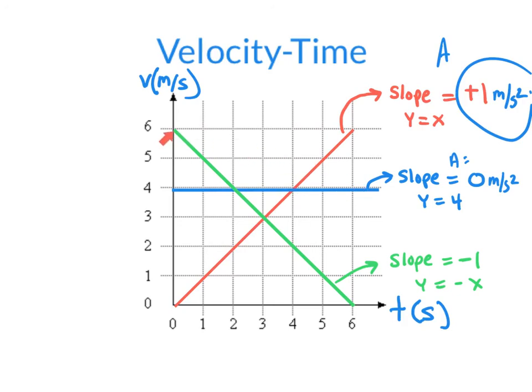Likewise, if we look at the green line, we now understand that because it has a negative slope, it has a negative acceleration. In this particular case, it's showing us that we have a decrease in speed. So at time 0, I'm going 6 meters per second, but then every second I go 1 meter per second slower. So at 3 seconds, I'm going 3 meters per second. At 5 seconds, I'm going 1 meter per second. And at 6 seconds, I've stopped.